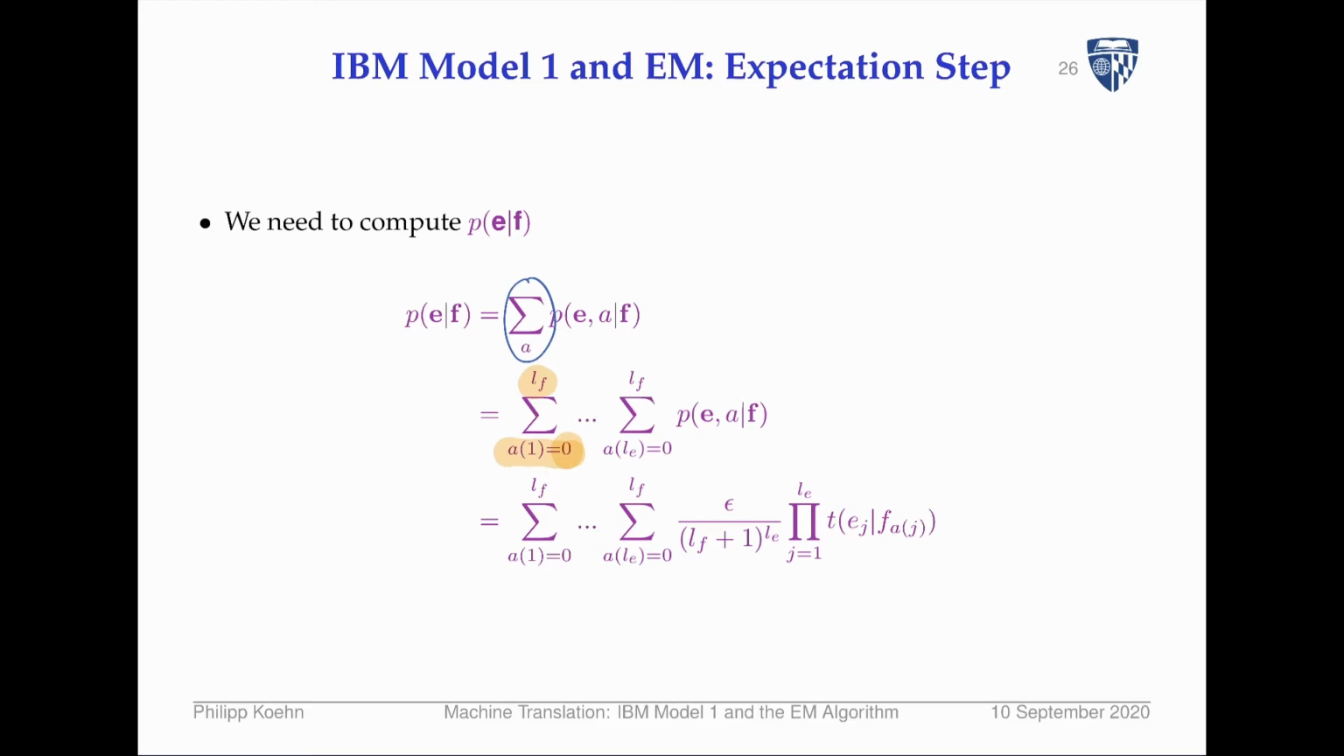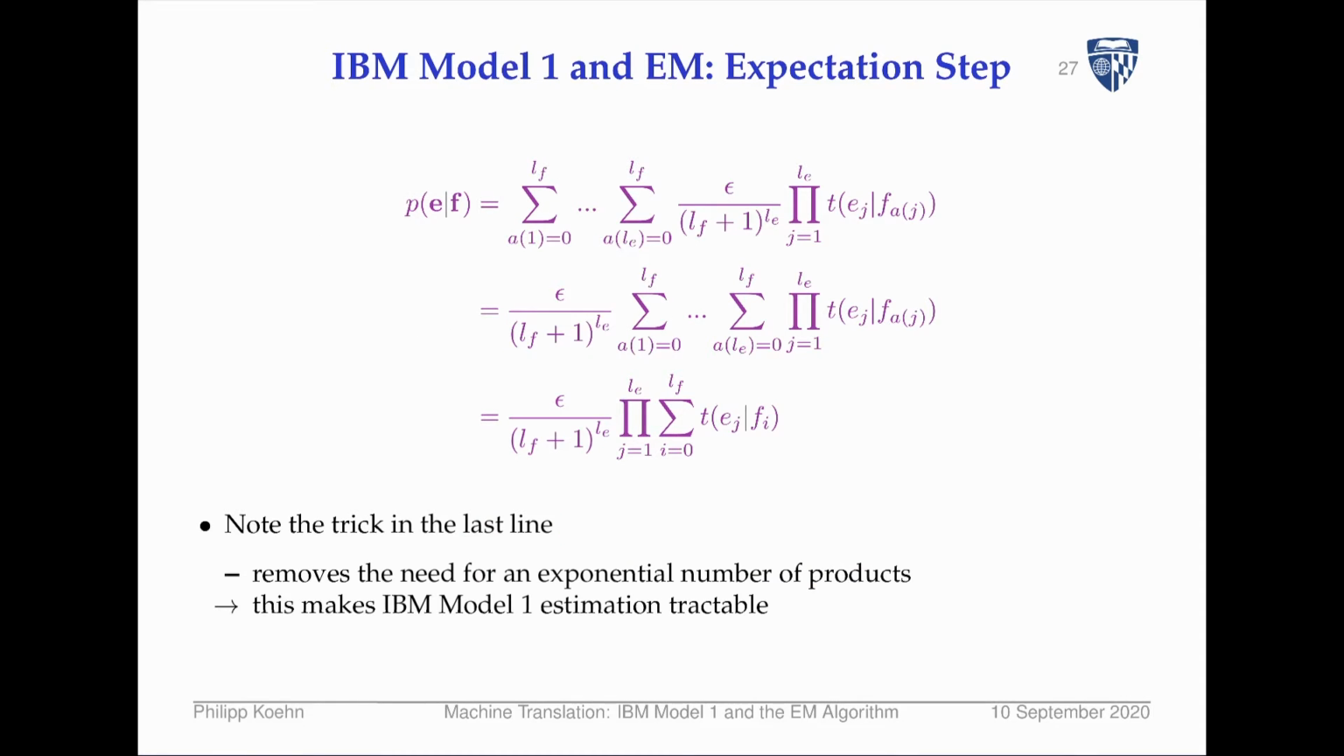Otherwise, what we have here is IBM Model 1, just filled in here. So this is now the formula as it should be done. This is a bit scary because we have sums and then sums and then sums. If you think about it in a computer program, you have a for loop, another for loop, another for loop, another for loop. That is exponential. That's not good. So what can you do about it?